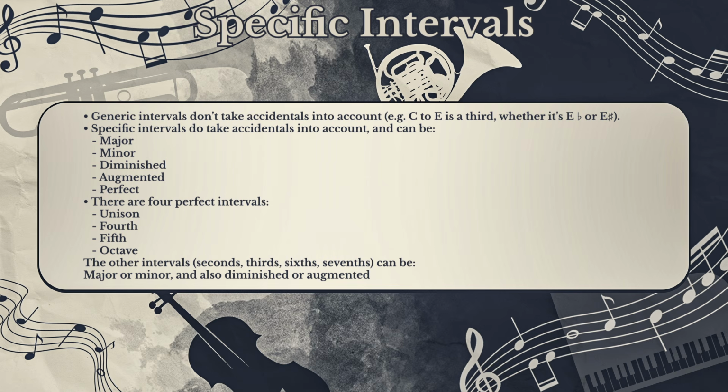Generic intervals don't take accidentals into account. That's where specific intervals come in. Specific intervals can be major, minor, diminished, augmented, or perfect. There are 4 perfect intervals: the unison, the fourth, the fifth, and the octave.